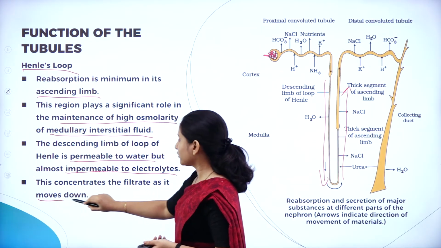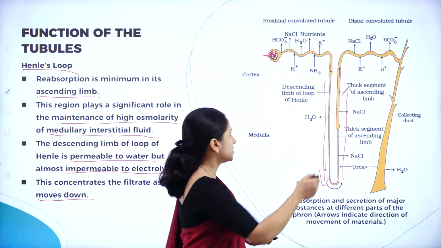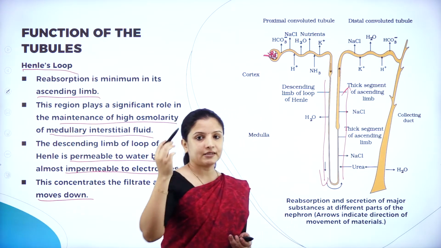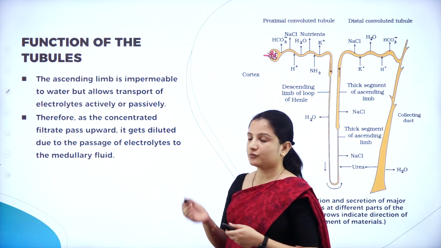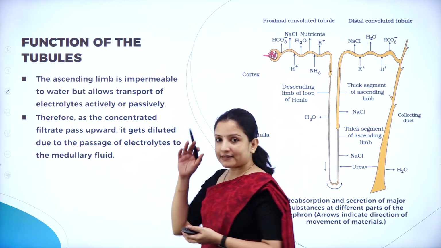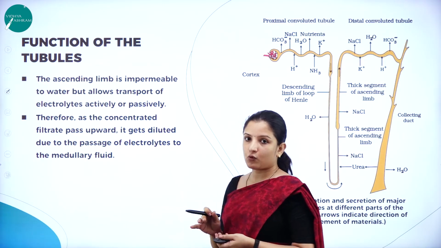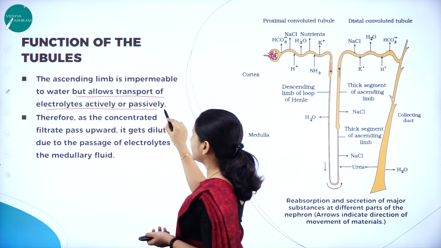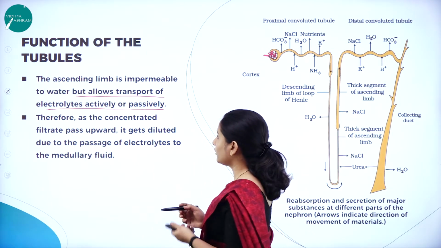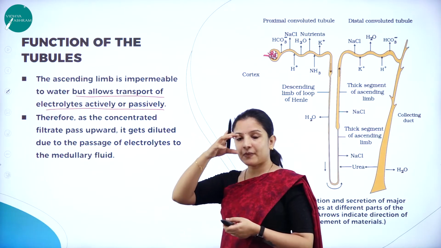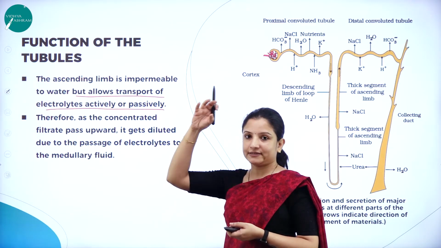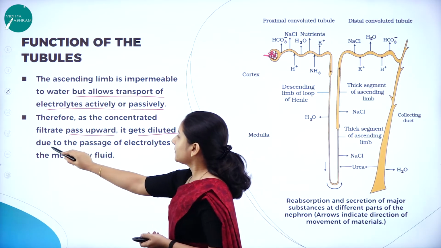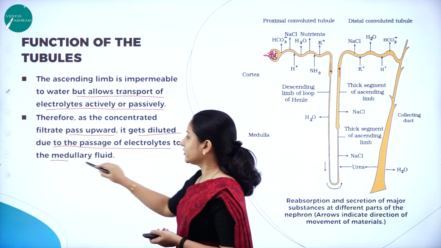So this concentrated filtrate moves down, and then it enters into the ascending loop. What happens in the ascending loop? In the ascending limb, it is impermeable to water, but it allows the transport of electrolytes actively or passively. Therefore, as the concentrated filtrate passes upward through the ascending limb of the Henle's loop, it gets diluted due to the passage of electrolytes to the medullary fluid.